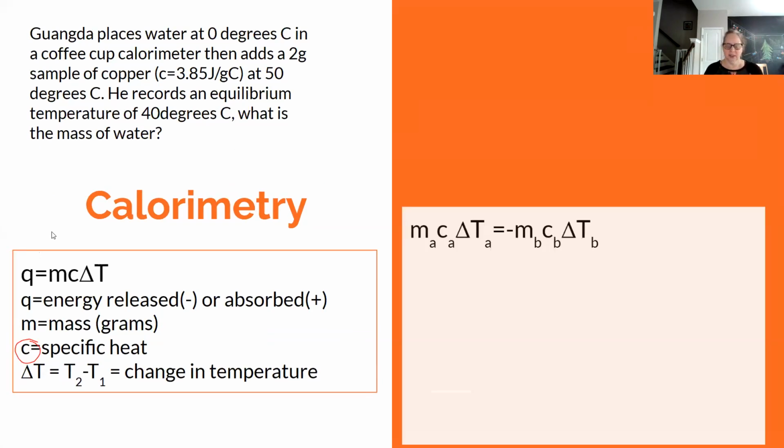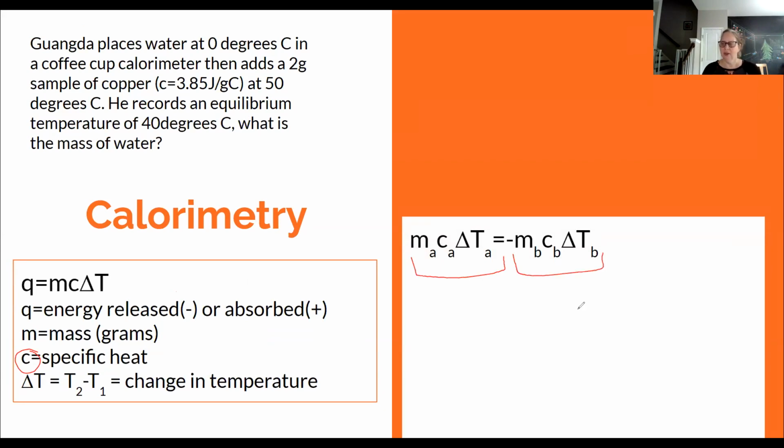Right? So here is our equation when we're doing that. The energy of the water is equal and opposite to the energy of the other substance, because while one is heating up, the other is cooling down. So you need that negative in there to answer it. But any one of these guys can be solved for depending on what we start with. So let's see what we have. Wanda places water at 0 degrees C.